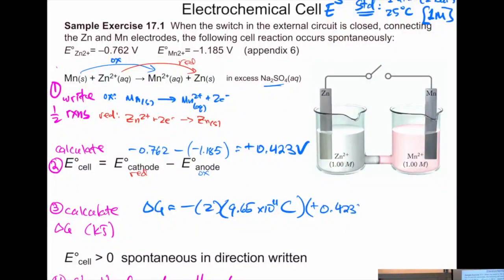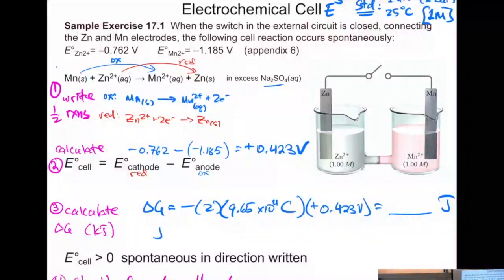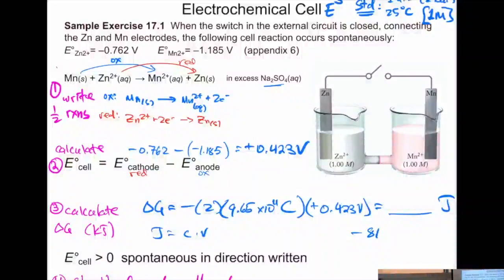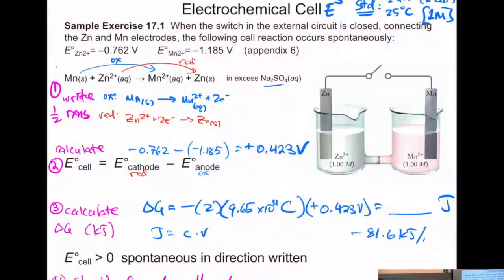0.423 volts. That answer, whatever it is, is going to be in joules, because joules have the units of coulomb volts. So if you then change that into kilojoules, I think the answer I said was 81. Here it is: minus 81.6 kilojoules per mole.